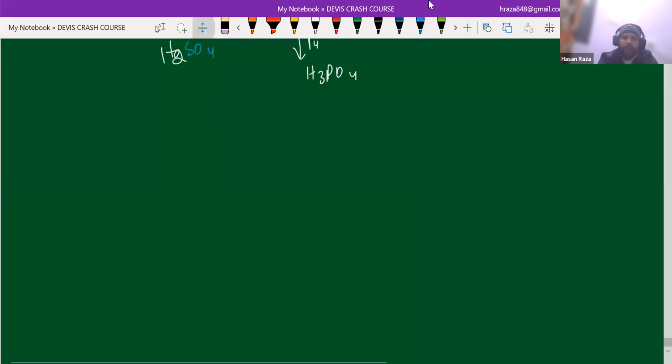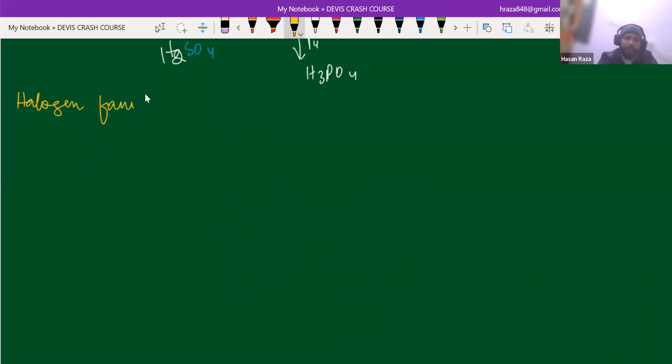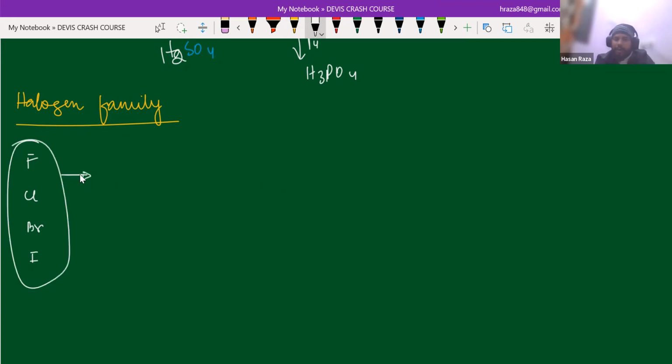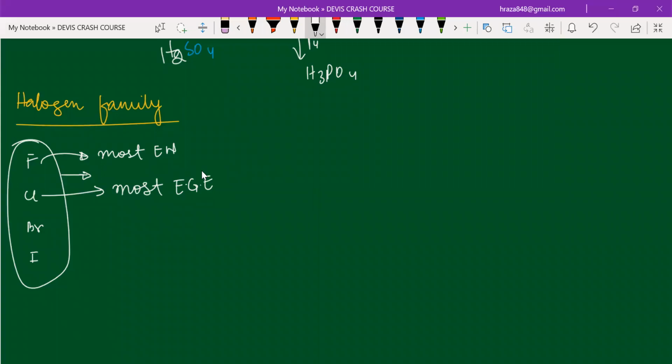Now the halogen family. For the halogen family, you know that these are fluorine, chlorine, bromine, and then iodine. These are very important and very electronegative. Fluorine is the most electronegative element in the periodic table, and chlorine has the most electron gain enthalpy in the periodic table. Is that clear? So it's very easy to understand.